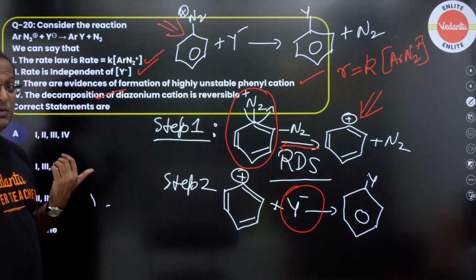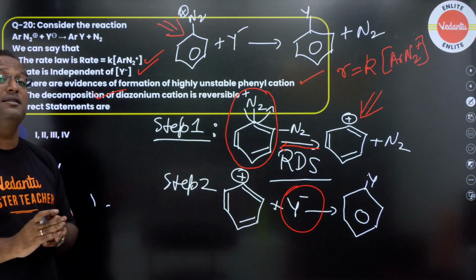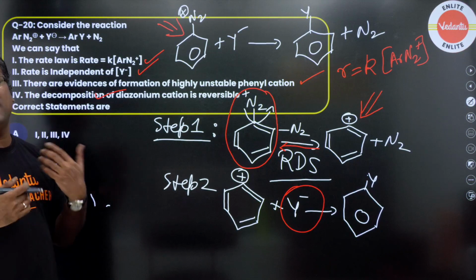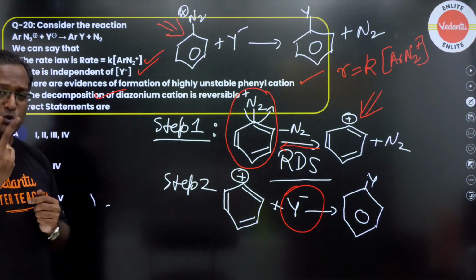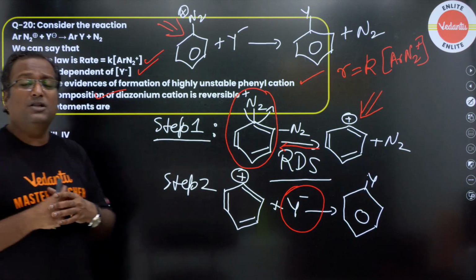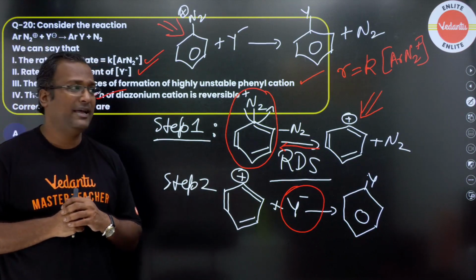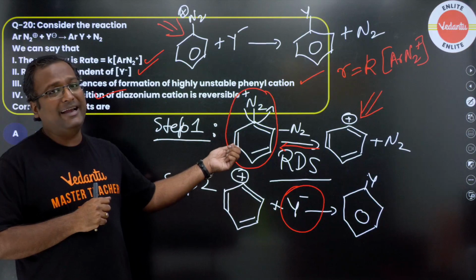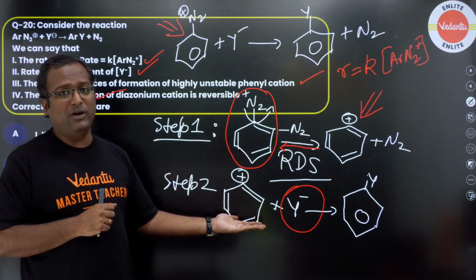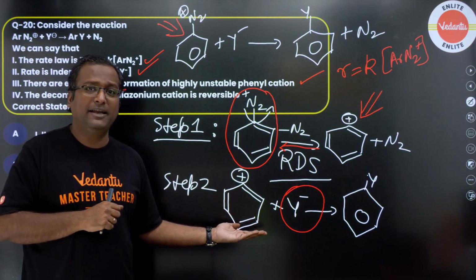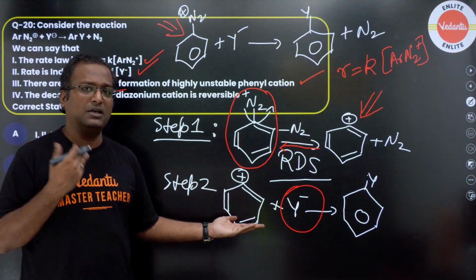So very interesting question. We definitely learned something new from this. What is the mechanism of substitution in a diazonium salt? It's a two-step mechanism. Step 1 involves the formation of a phenyl carbocation, as you can see here. And step 1 is also reversible in nature. And step 2 involves the reaction of the phenyl carbocation with a Y- with a nucleophile.